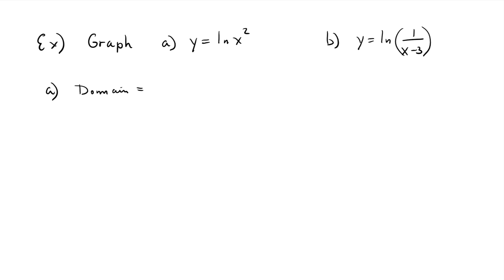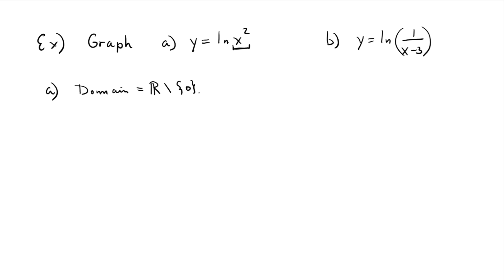So what's the domain? Remember that for a logarithm, like ln of x, its domain is all positive values of x. In other words, I want the input here to be positive. So this needs to be positive. But x squared is almost always positive, except when x is 0, in which case it gives me 0. So this function is actually defined for all real numbers except 0.